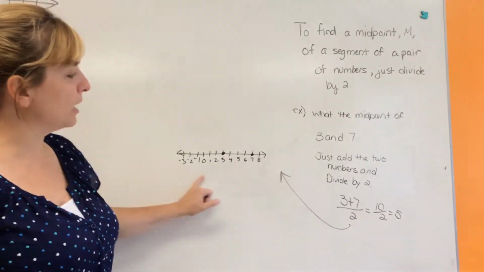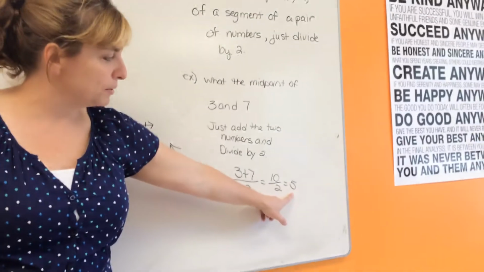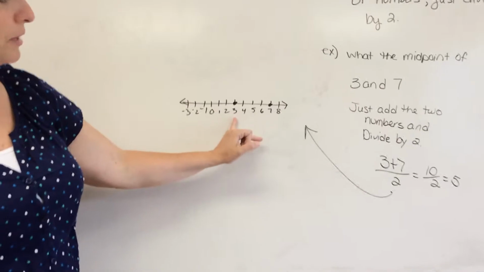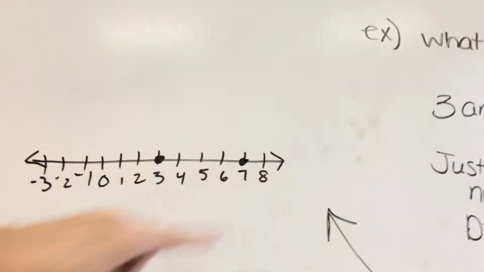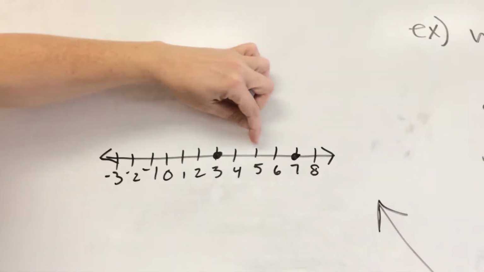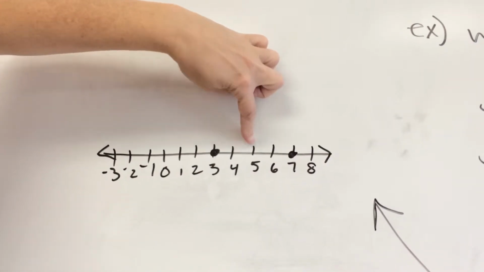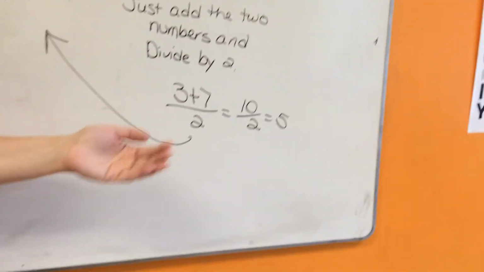I made a number line because I wanted to prove to you that the midpoint of 3 and 7 is 5. I have a dot at 3. I have a dot at 7 because we're trying to figure out the midpoint of 3 and 7. If I hopped over 2 from each number, I would figure out that the middle, because the midpoint means middle, is 5. And so to do it mathematically, you just add the two numbers and you divide by 2.